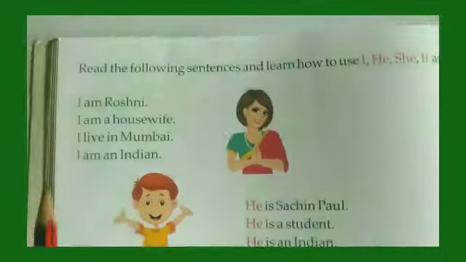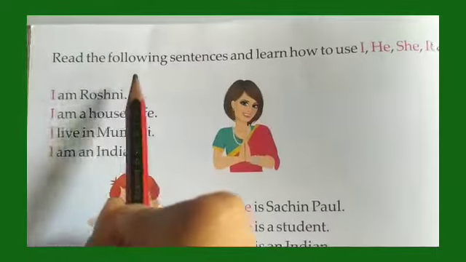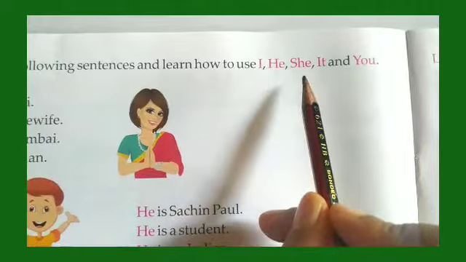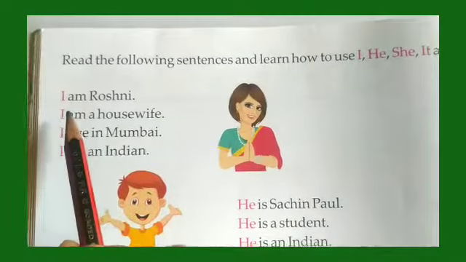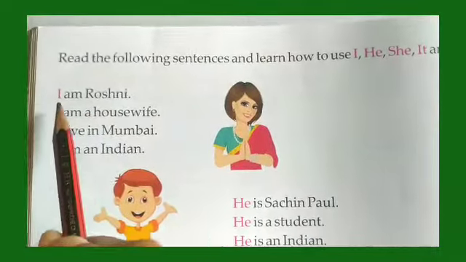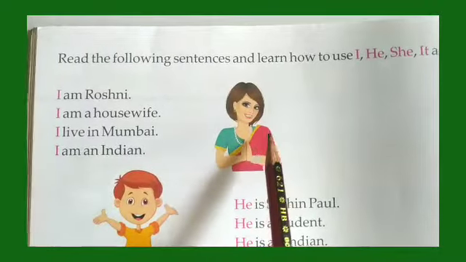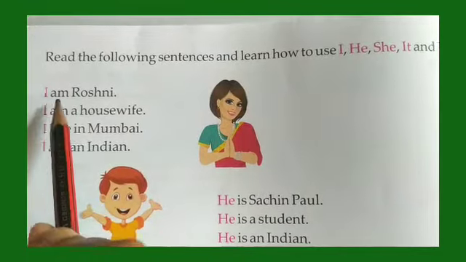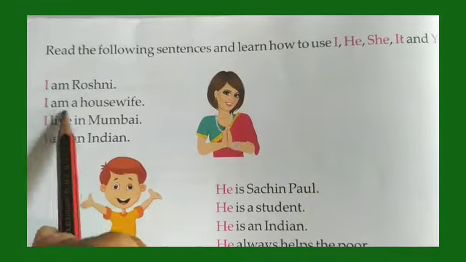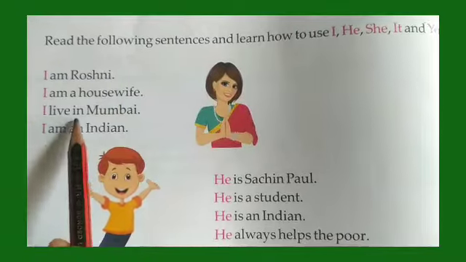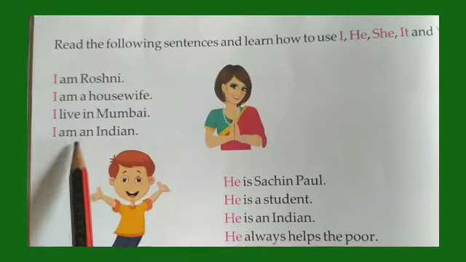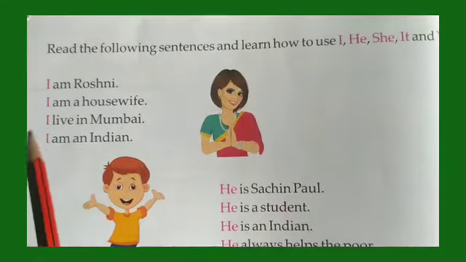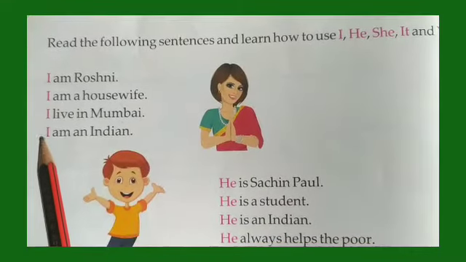Fine. Next page, page 32. Read the following sentences and learn how to use I, he, she, it and you. I am Roshni. So, this person is talking about herself. She's talking about herself. I am Roshni. I am a housewife. I live in Mumbai. I am an Indian. So, when you talk about your own self, then we use I.